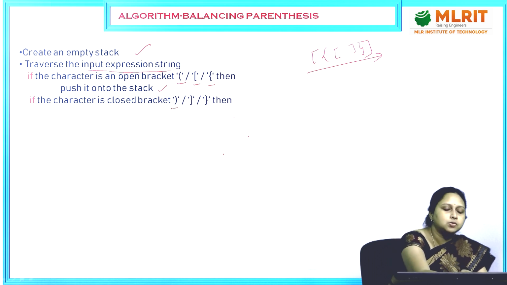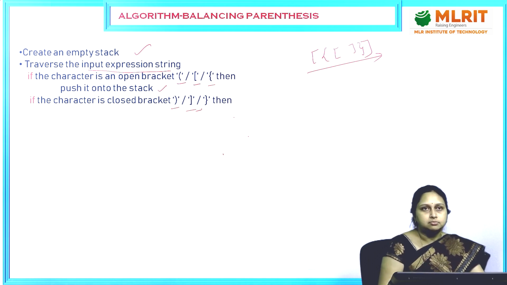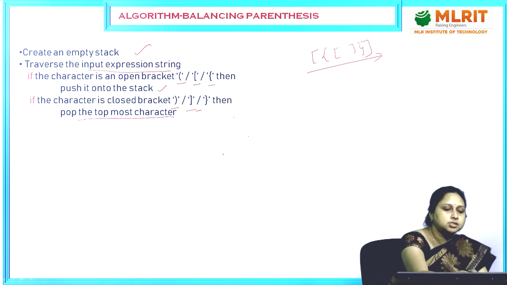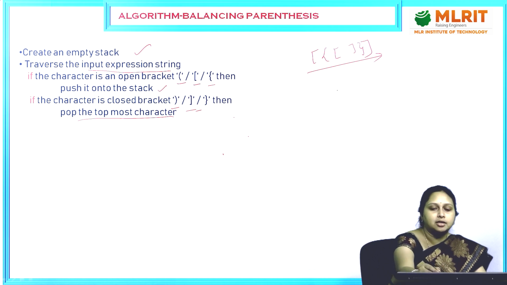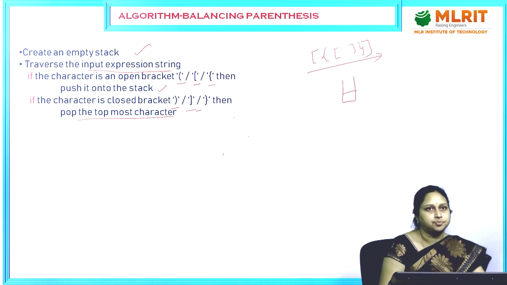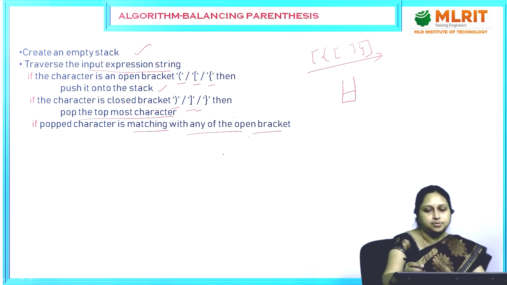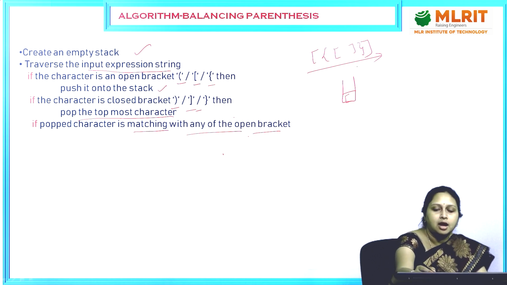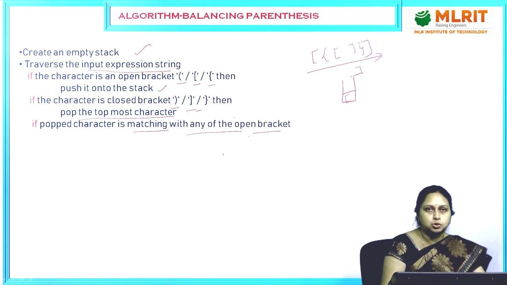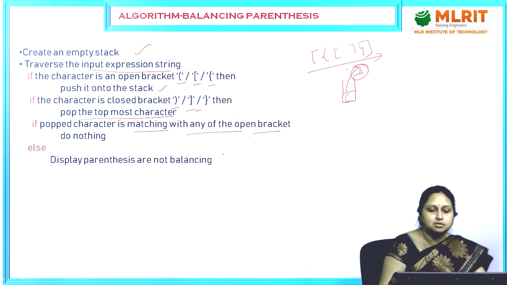If the character is a closed parenthesis of any of these types, then pop the topmost character which is there in the stack. If the popped character matches the open bracket, suppose I have the square bracket and I get the input symbol as the closed square bracket, then we are going to pop it from here, and we are not going to display anything. Else, if we do not have that match, display that the parenthesis is not balanced. If I am not finding the closed parenthesis, then I am going to display that the parenthesis is not balanced.